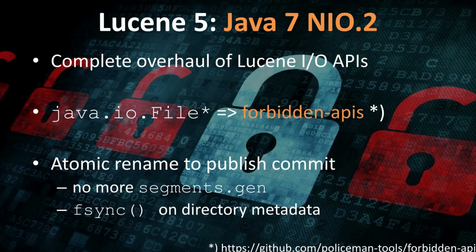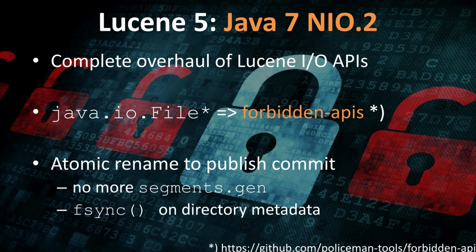The other thing that was changed in Lucene 5 was that we are now using atomic renames to publish commits. When you're looking at a Lucene 5 index or Solr 5 index, you won't see any segments.gen file anymore. This file was just a helper to make the commits reliable. With atomic renames, we can now instantly publish the commit of the index. We don't need to do something like renaming to a temporary file or something like that.